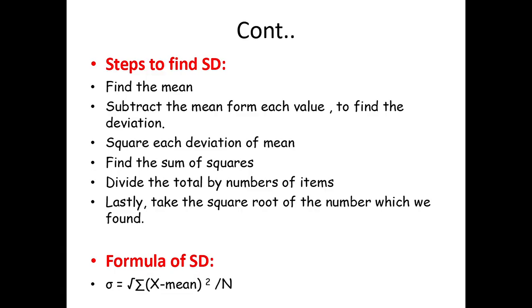First of all, find the mean, then subtract the mean from each value to find the deviation, then square each deviation of the mean, find the sum of squares, divide the total by the number of items, lastly take the square root of the number which we found. So the formula of standard deviation, sigma, is equal to the square root of summation (x minus mean) squared divided by n.